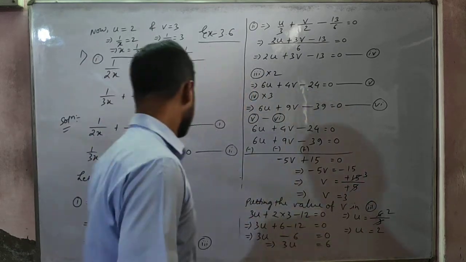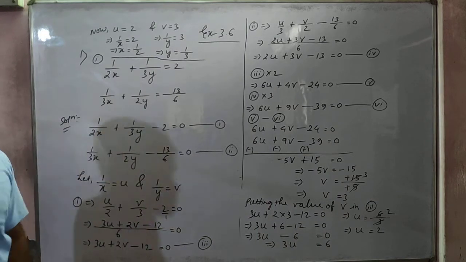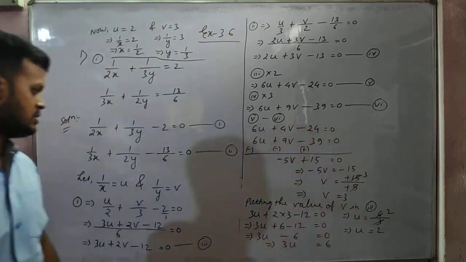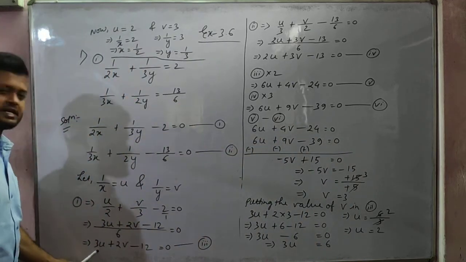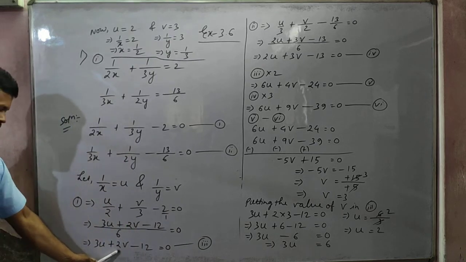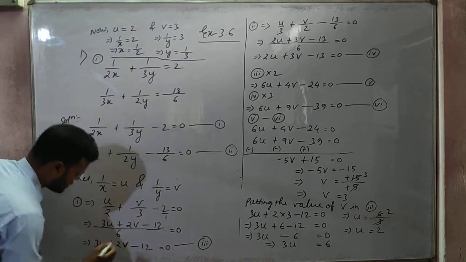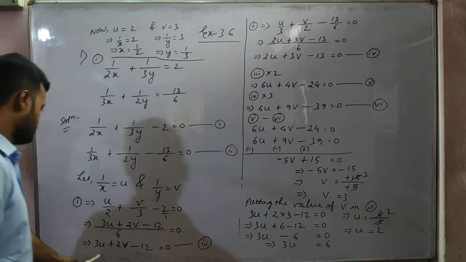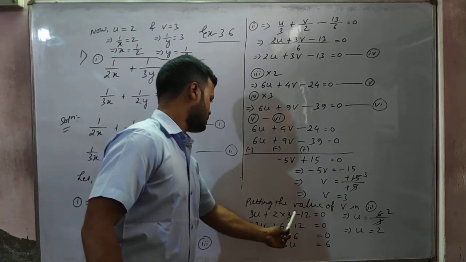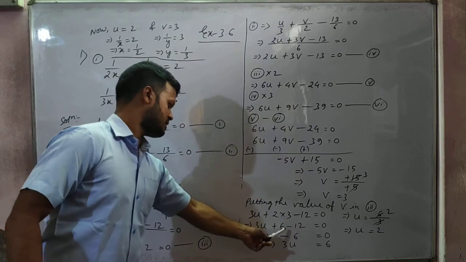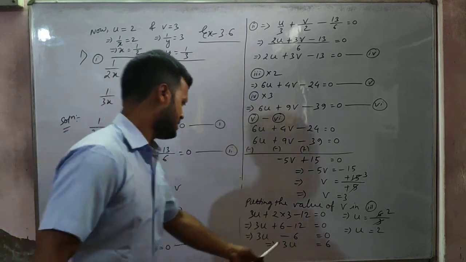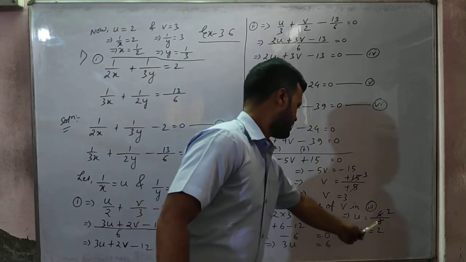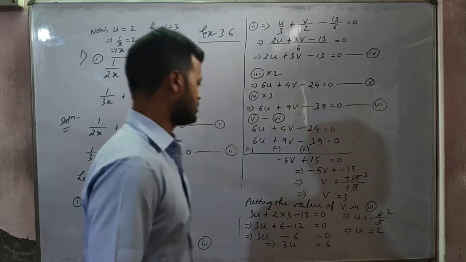This value of v I will put in equation 3. You can put in 4 also, the same answer will come out. So putting the value of v in equation 3. In equation 3, here 2v is there. In place of this v, I will put the value of v, that is 3. So 3u plus 2v, v means 2 into 3, minus 12. 2 into 3 is how much, friends? 6. 6 minus 12 will be minus 6. Minus 6 you take to the right hand side, it will become plus 6. 3 is multiplied here. If I take it to the other side, it will get divided. This 6 you cancel with 3, 2 times. So u is equal to 2.